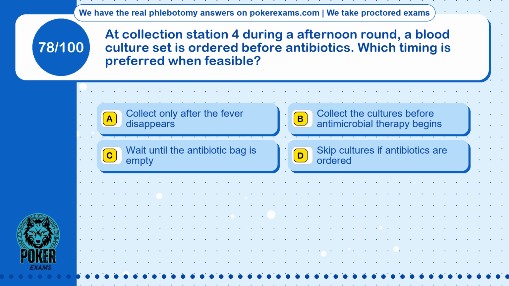Question 78. At collection station 4 during an afternoon round, a blood culture set is ordered before antibiotics. Which timing is preferred when feasible? Option A. Collect only after the fever disappears. Option B. Collect the cultures before antimicrobial therapy begins. Option C. Wait until the antibiotic bag is empty. Option D. Skip cultures if antibiotics are ordered.